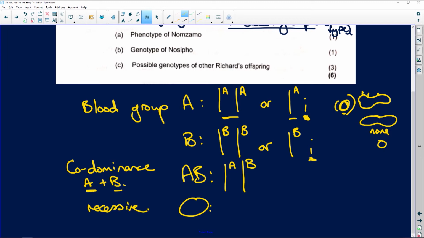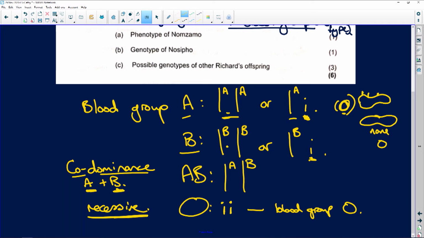Why? Because A and B are co-dominant. So O is recessive. And O being recessive, for blood group O, both alleles must be recessive for you to have blood group O. Okay, so this would be blood group A, that's blood group B, homozygous, heterozygous. Remember, homo is the same and hetero is different. Okay, so homozygous, heterozygous.